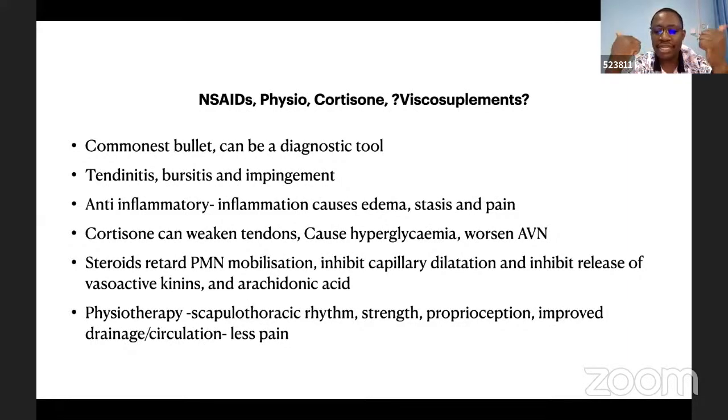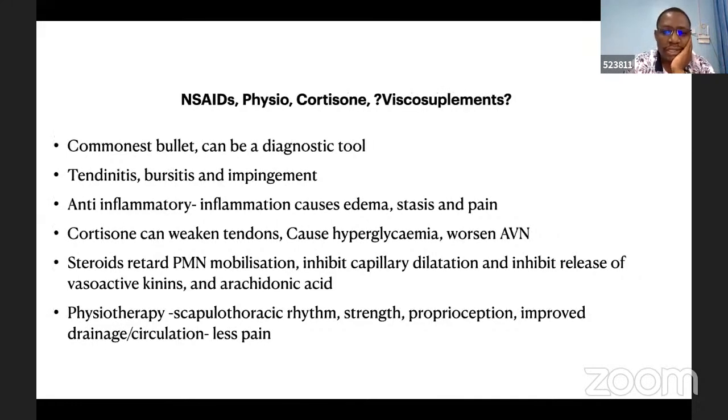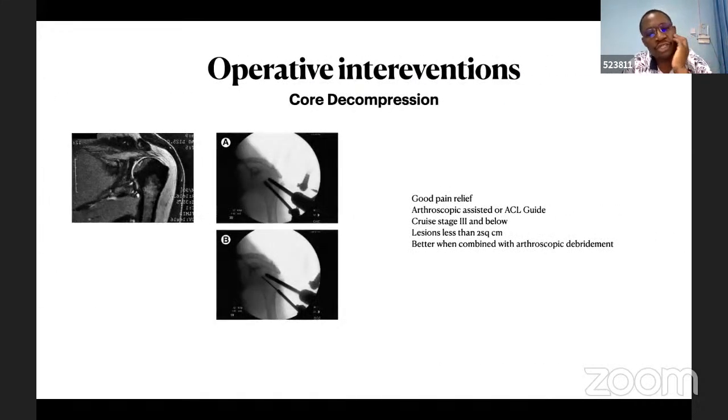It also improves strength and proprioception. And when the patient's proprioception is better, they are more likely to position the joint in a position that is not painful. It also improves circulation by reducing edema, because muscles are able to pump away the edema. As we said, edema that is associated with inflammation causes stasis, and the stasis causes some kind of ischemia and pain as a result. So physiotherapy is your friend in all painful shoulder conditions.